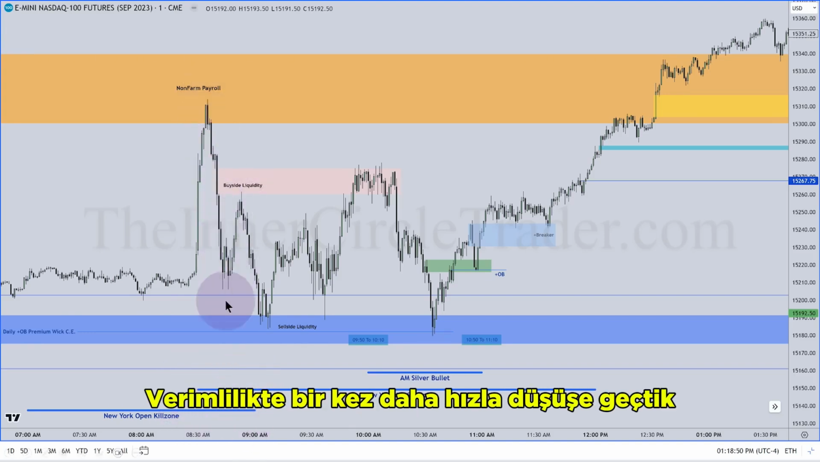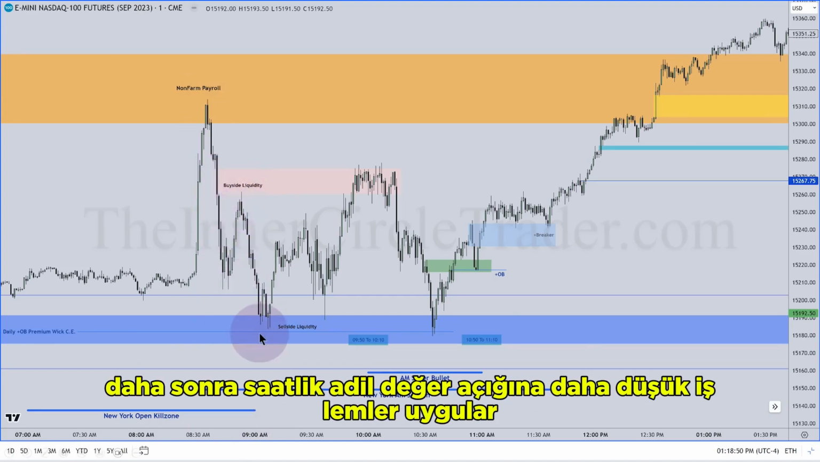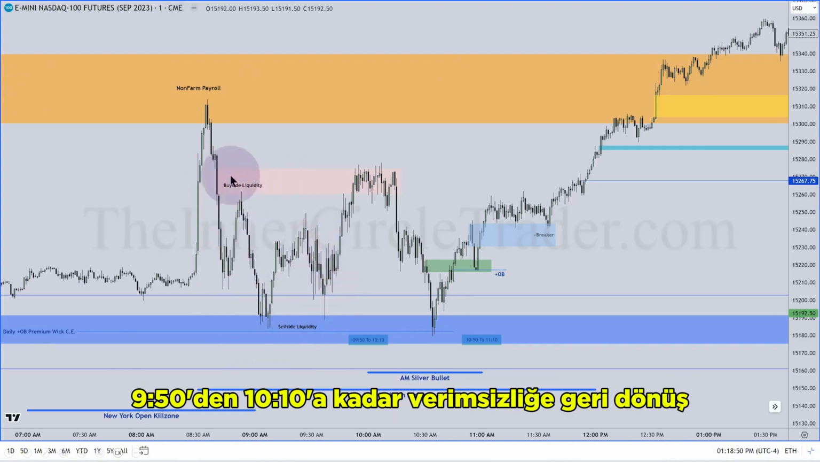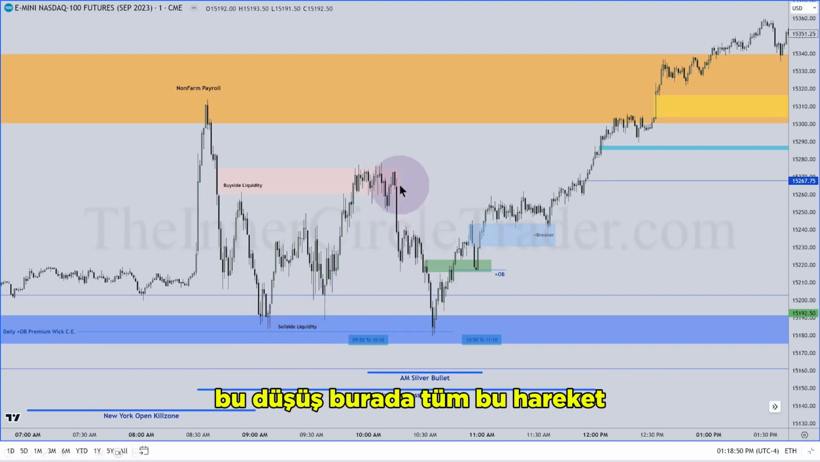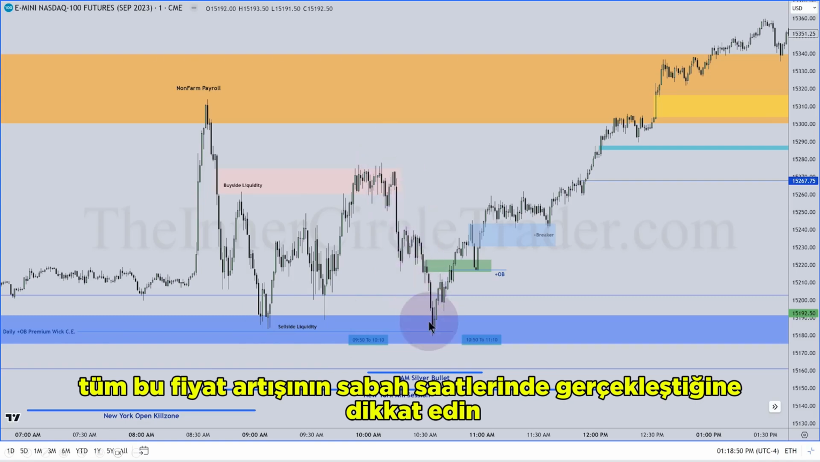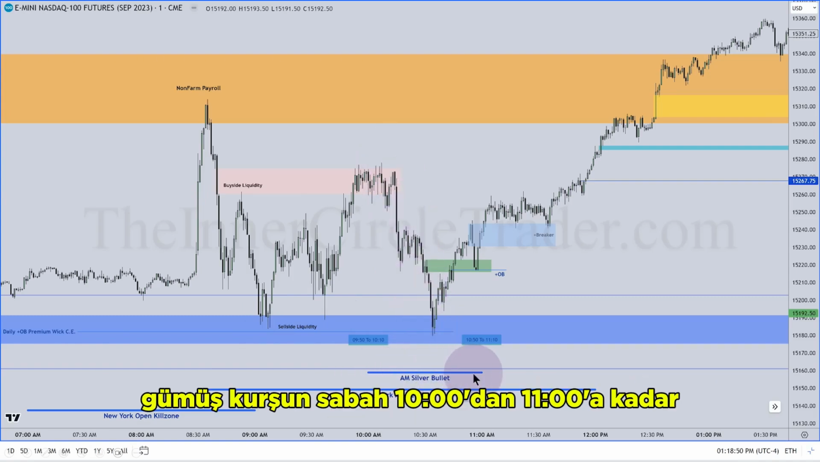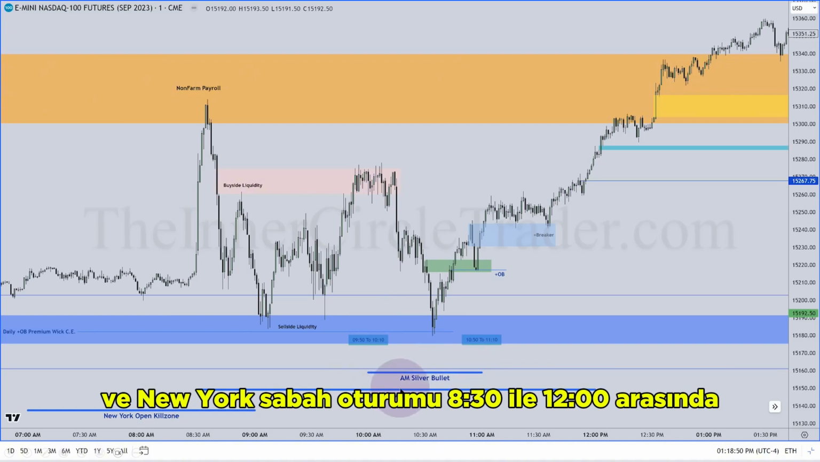We quickly drop down one more time, inefficiency, but leaves majority of it open, then rips lower, trades into the hourly fair value gap. Then we chop around a little bit, trade back up into the inefficiency at 9:50 to 10:10, and then it will do what? It will start its protraction lower to go into this liquidity here. This drop here, all this movement, notice how all this price run is during the AM silver bullet, 10 o'clock to 11 o'clock in the morning, and the New York AM session between 8:30 and noon New York local time.